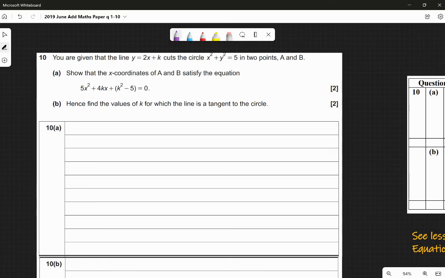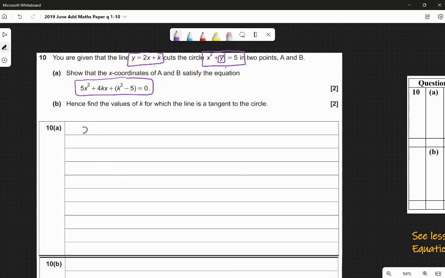Okay. Show that the x coordinates of A and B satisfy this equation. So if I'm trying to find out where two functions meet, then I need to solve them simultaneously. Here I've got a linear function and a non-linear function. So I'm told that y is equal to 2x plus k. If I simply substitute that in instead of the y in the non-linear function, I will find the solution of where those two are correct.